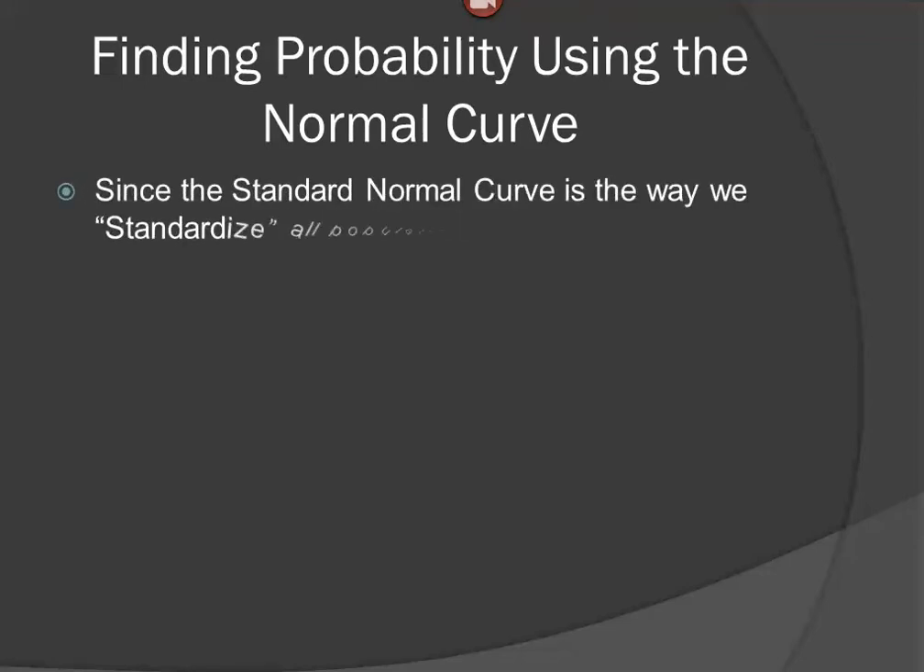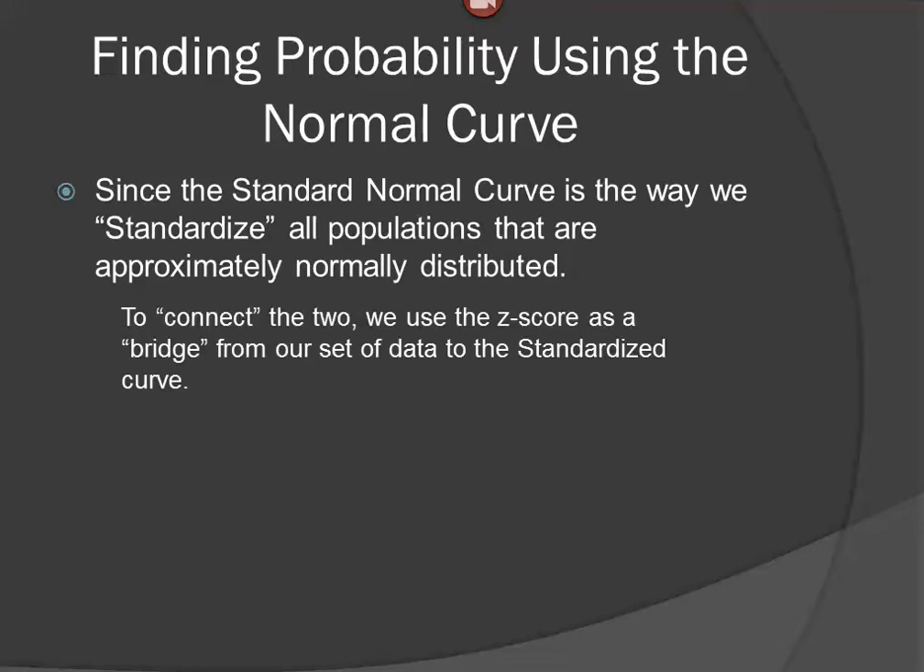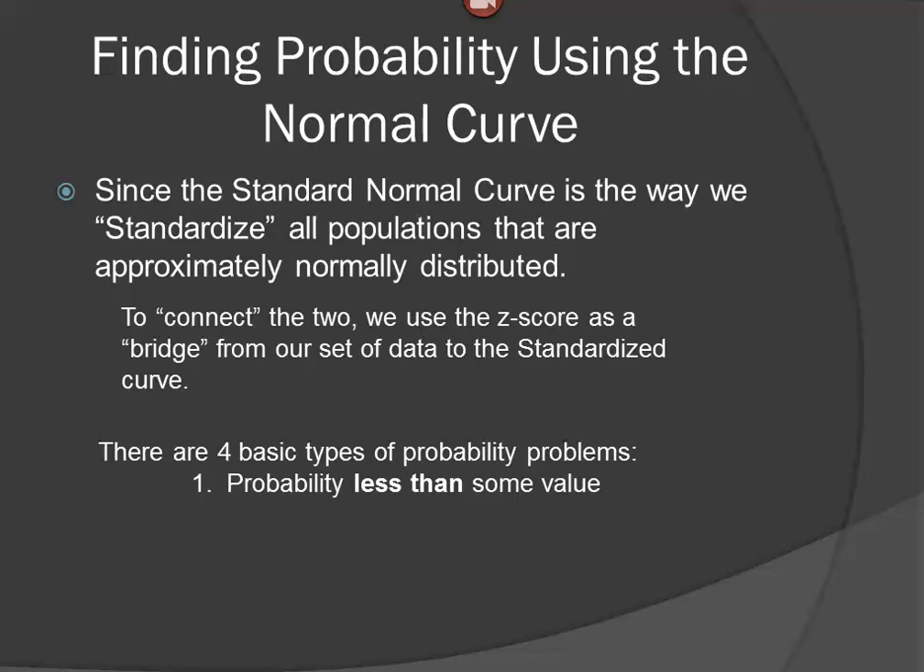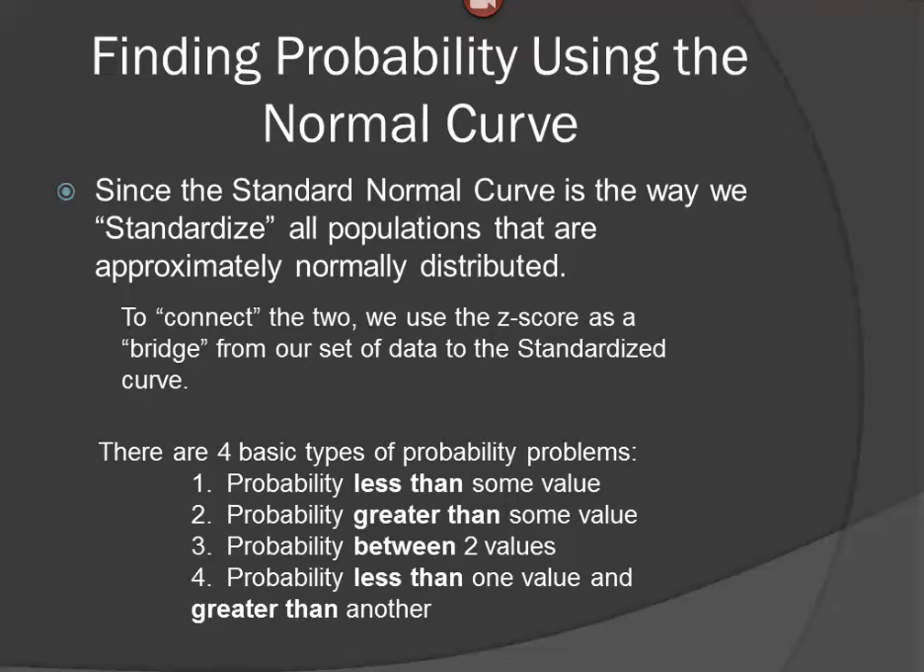Since the standard normal curve is the way we standardize all populations that are approximately normally distributed, to connect the two, we use that z-score as a bridge, a translation from our set of data to the standardized curve. Now, there are four basic probability problems. Probability that something is less than some value, as we looked at. Probability it's greater than some value. The probability that it's between two values, and last but not least, the probability it's less than one value or greater than another value.